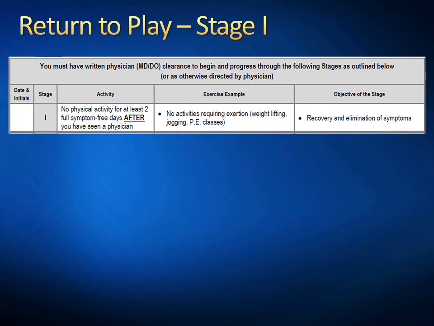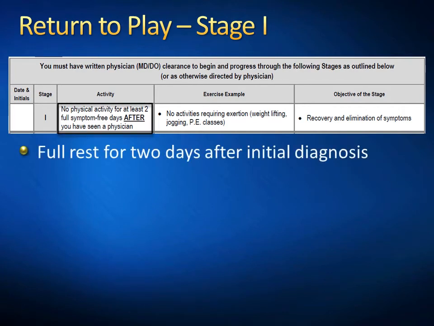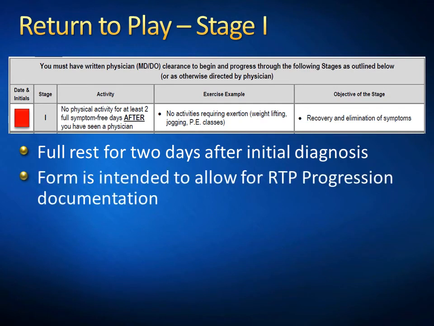In Phase 1 of the CIF State Return-to-Play Protocol, the athlete must have at least 2 full symptom-free days after having been diagnosed as having a concussion. During this time, there should be no physical activity, which will allow for proper recovery and a full elimination of symptoms. The individual monitoring the return-to-play protocol should date and initial this form, thus recording the status of the return-to-play protocol for the athlete. This form is intended to allow for return-to-play progression documentation as well as guidance.